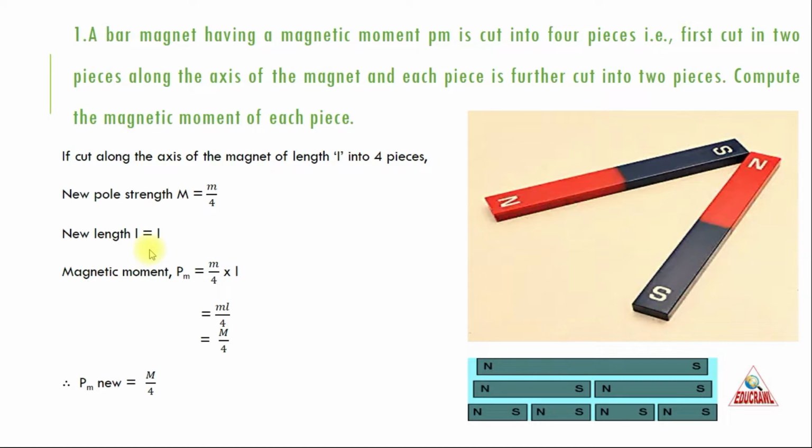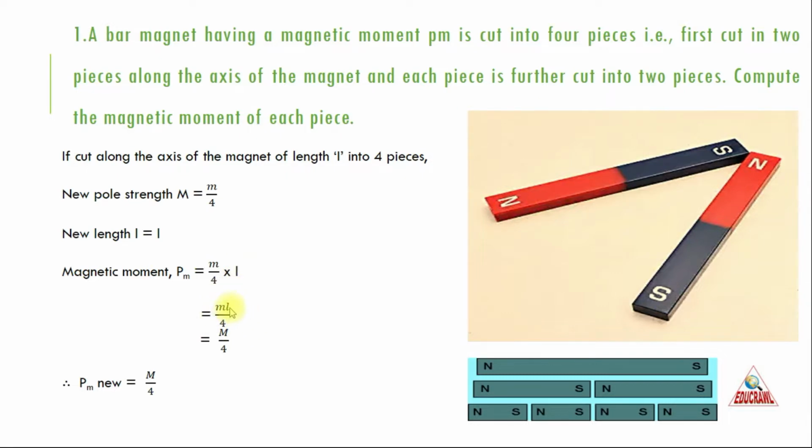See, you are cutting the magnet along the axis, so the length will not change. The length will be the same, which is equal to the original length L. Now the new magnetic moment P_m is given by pole strength into length. The new pole strength is m by 4, the length is again the same, which is L. So mL divided by 4.